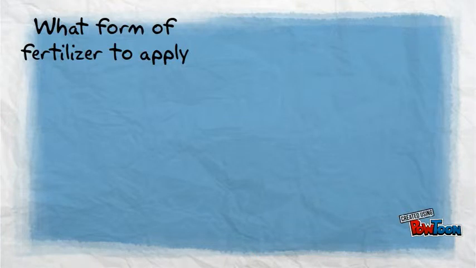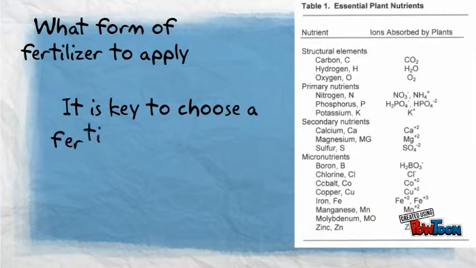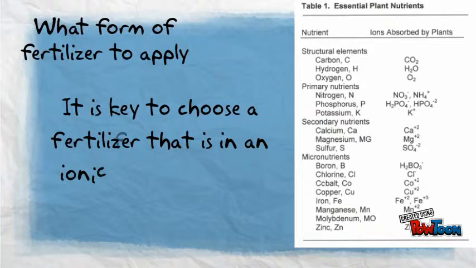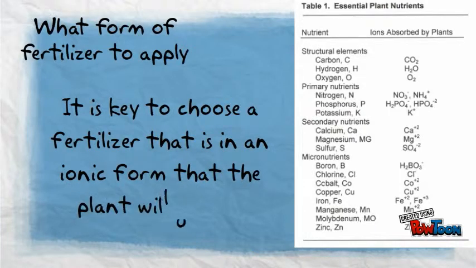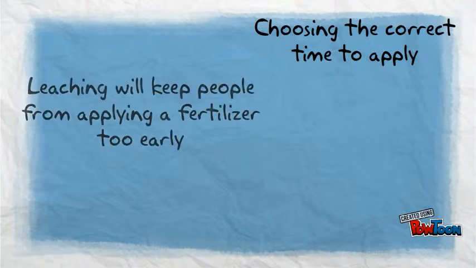What form of fertilizer to apply? This is the essential plant nutrients table, and it has all the correct ionic forms over there that the plants will uptake, and it is key to choose a fertilizer that is in an ionic form that the plant will uptake. Choosing the correct time to apply.